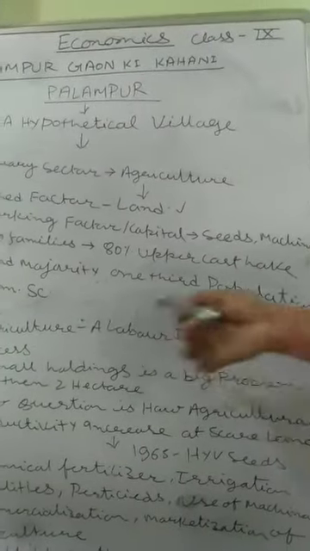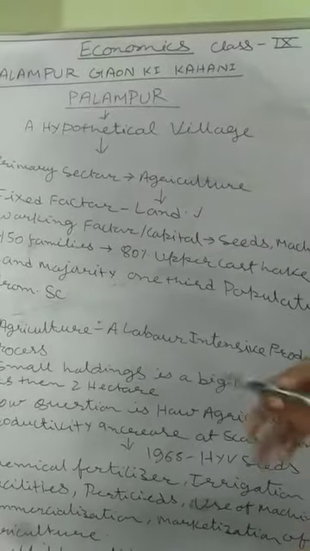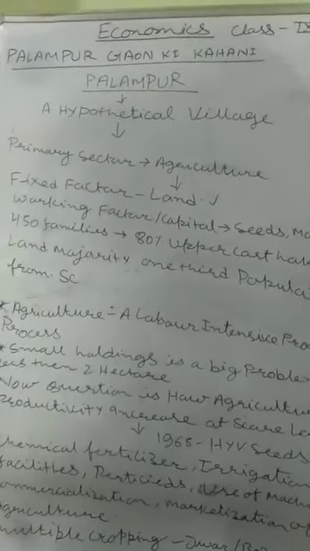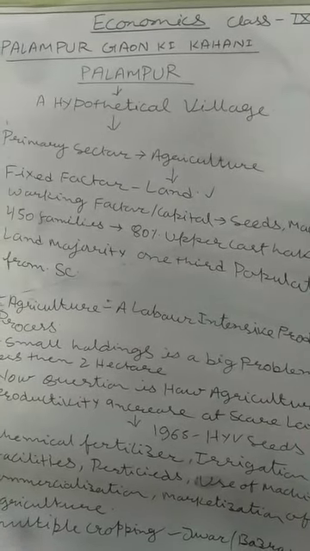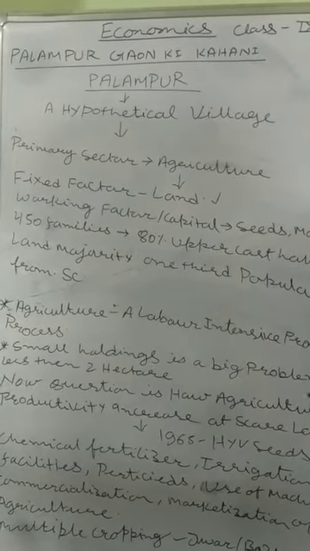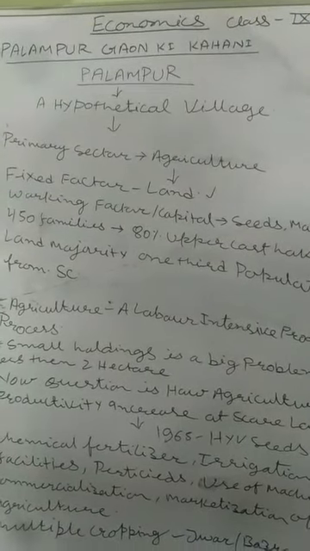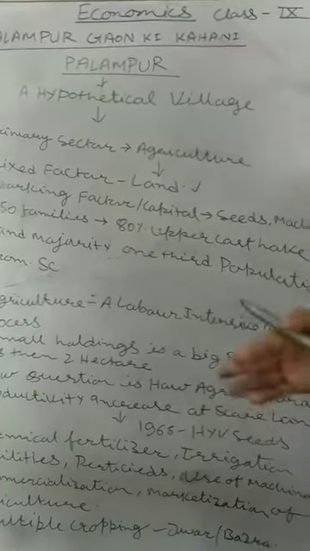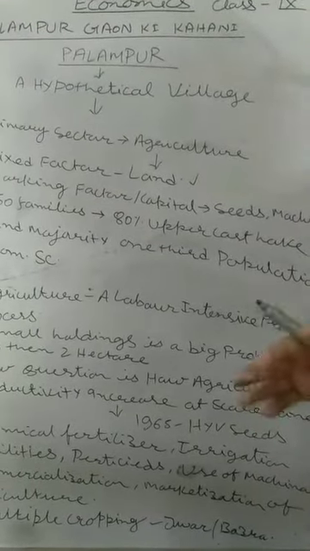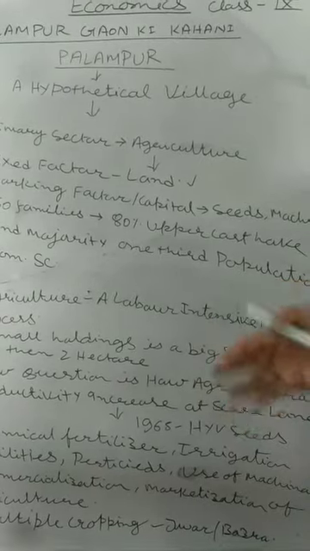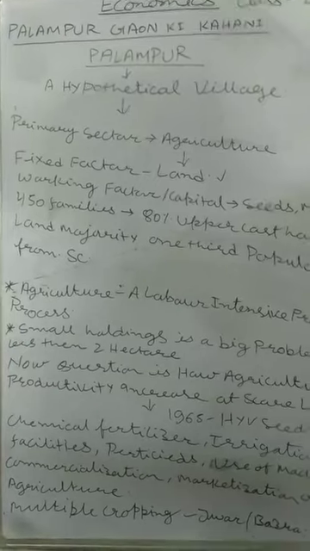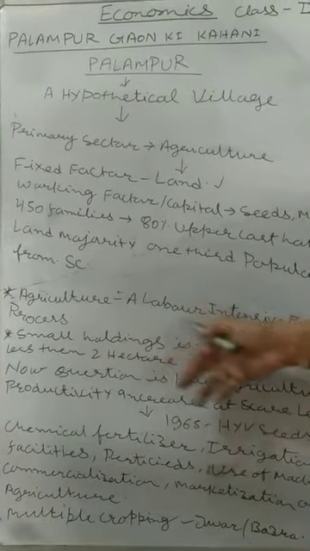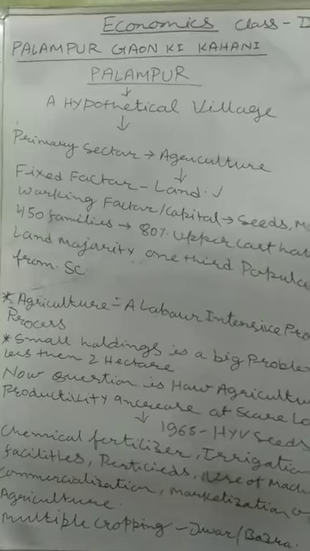As we know, agriculture is a labor intensive production process. There are two types of production process, labor intensive and capital intensive. Labor intensive production processes are those in which a lot of labor and the least capital is engaged. On the other hand, capital intensive processes are those in which more capital and the least labor is engaged. But in India, agriculture is still a labor intensive production process.